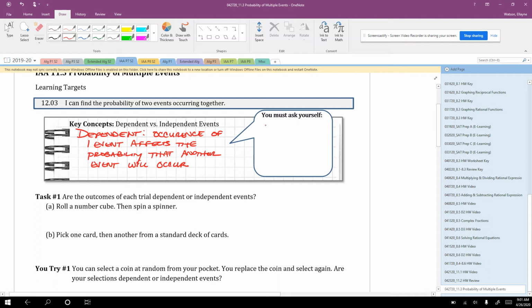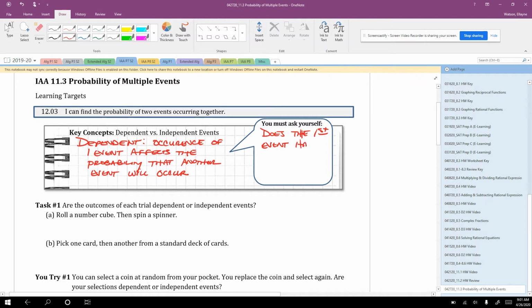So what you're really asking yourself is, does the first event have any impact on the outcome of the second event? Okay, so again, does the first event have any impact on the outcome of the second? So let's look at a couple examples here.